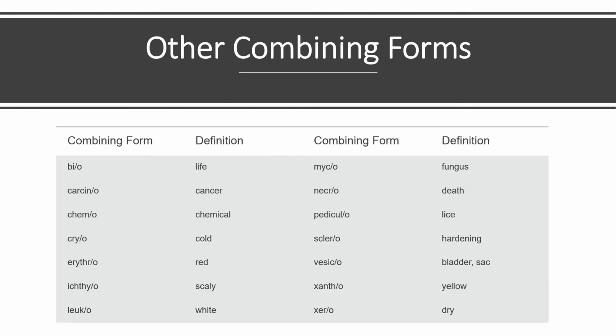The following list presents combining forms that aren't specific to the skin but are used for building and defining dermatology terms. Bio refers to life, carcino, cancer, chemo, chemical, cryo, cold, erythro, red, ichthyo, scaly, leuco, white, myco, fungus, necro, death, pediculo, lice, sclero, hardening, vesico, bladder or a sac, xantho, yellow, and xero, dry.